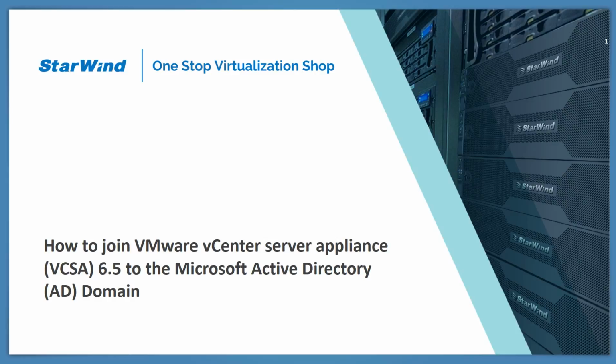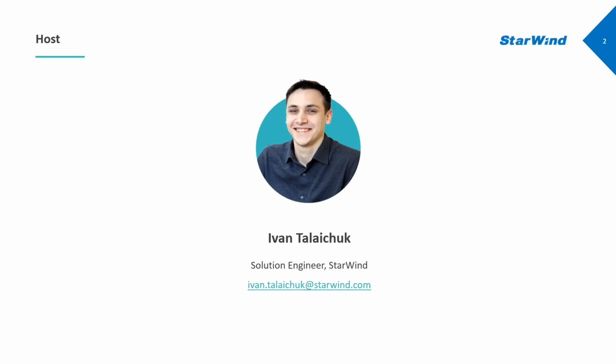And I would like to start with the title basically. We're all here for our meeting describing how to join VMware vCenter Server Appliance, or in short VCSA 6 and 5, to the Microsoft Active Directory. And I am Ivan. I'll be your speaker for today.